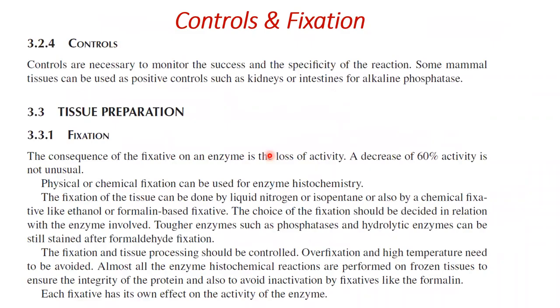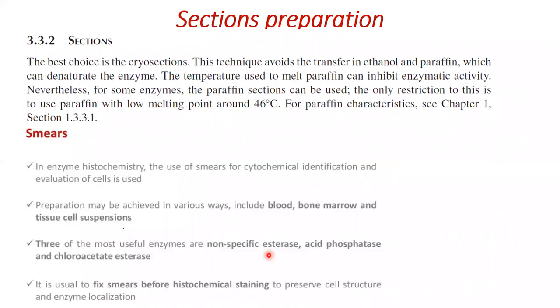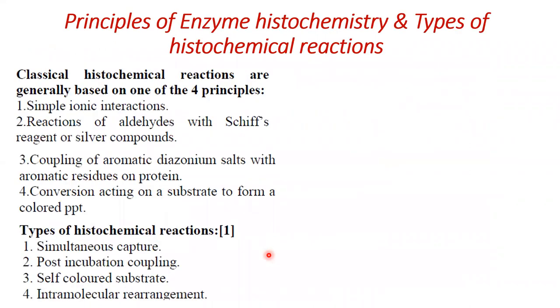Then we discussed the process of fixation in enzyme histochemistry. Then we discussed section preparation, just like in your histopathology or immunohistochemistry; we will prepare sections here also in enzyme histochemistry. Then we started discussing the principles and reactions of enzyme histochemistry. Here we discussed four principles that include simple ionic interaction, reaction of aldehydes with the Schiff reagent, coupling of aromatic diazonium salts, and conversion of substrate directly into a colored product.